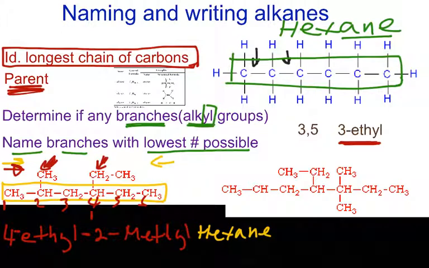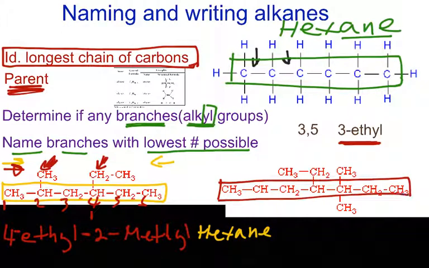That guy's finished. All right, for this guy right here, we're gonna go like this. That's our longest chain possible. Okay, so we count 1, 2, 3, 4, 5, 6, 7. That gives us heptane as our parent. So heptane. Squeeze it in there. And we look now to see what we have as branches.